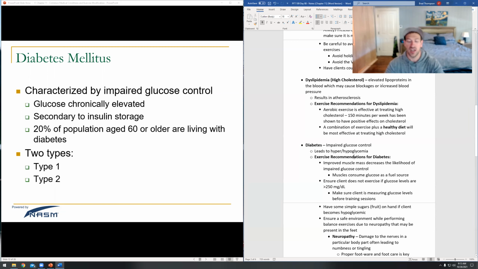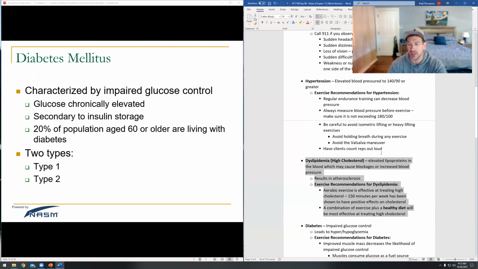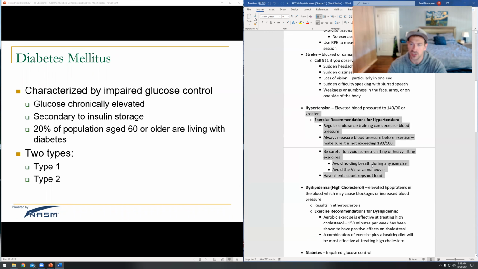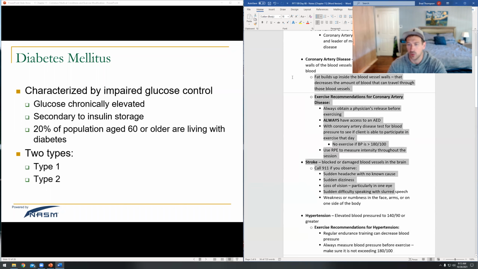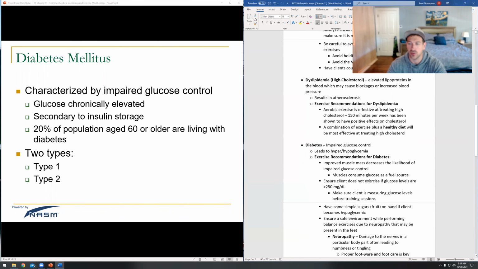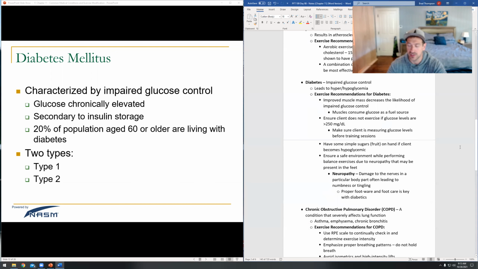And that's the thing, you should get your cholesterol checked pretty regularly as an adult, because chronic high cholesterol eventually leads to hypertension. Hypertension can lead to coronary artery disease or stroke. And so that's sort of why we're looking at all those things when it comes to cardiovascular.